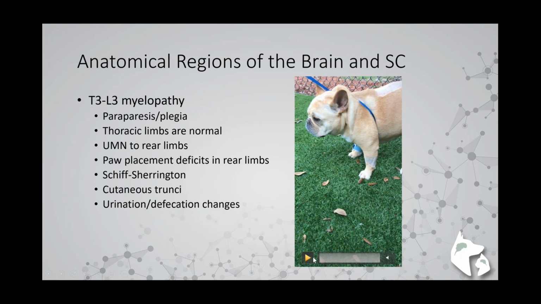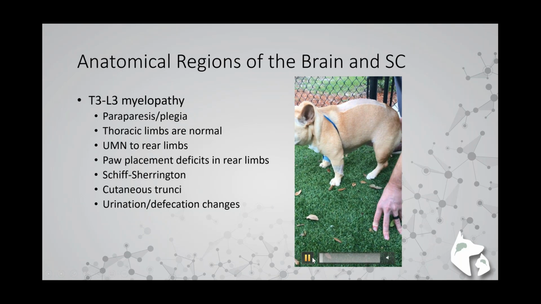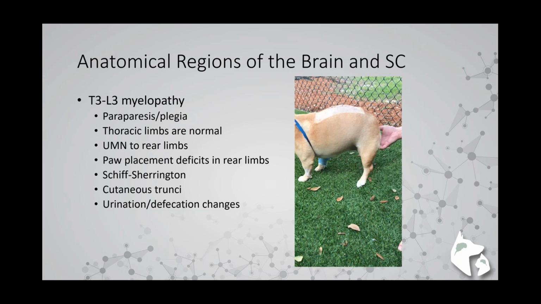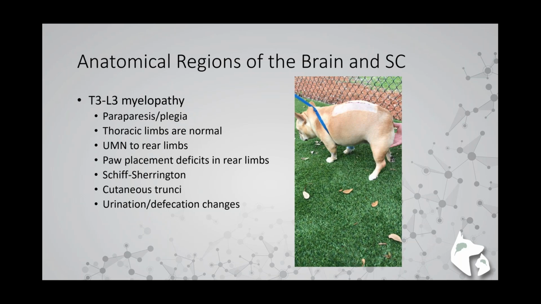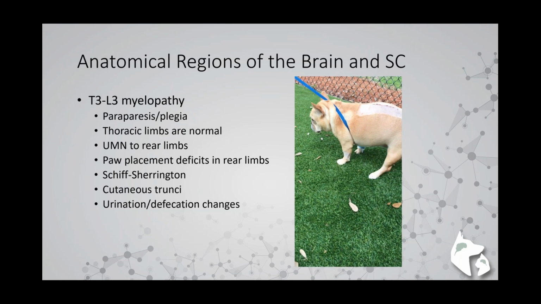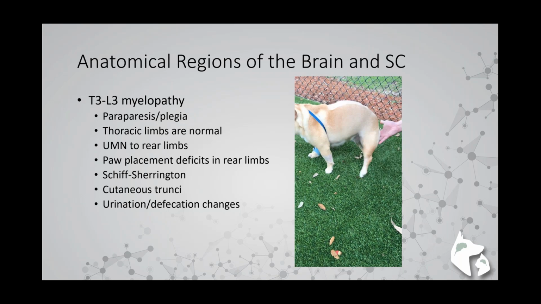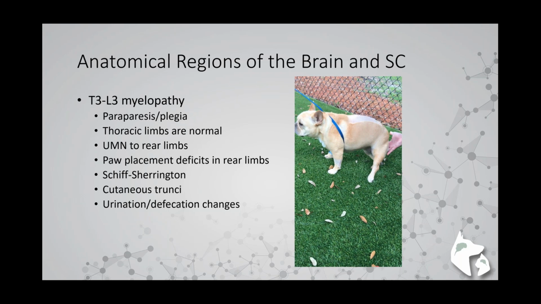T3 L3s are the classics, so any Frenchie, any Dachshund that you guys have seen in practice. So that mid to lower back, front legs should be normal. They can move them, they've got good reflexes. We'll see problems in the back legs, weakness to paralysis, and then you can see some over-exaggerated reflexes in the back legs to normal. Also, you're going to want to watch the cutaneous trunci in these T3 L3 patients and see where it cuts off.